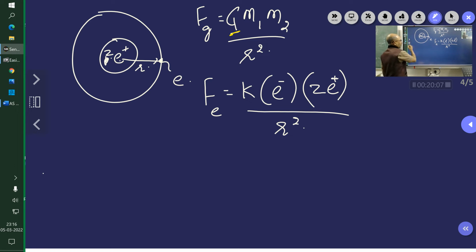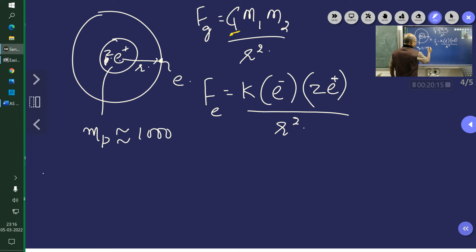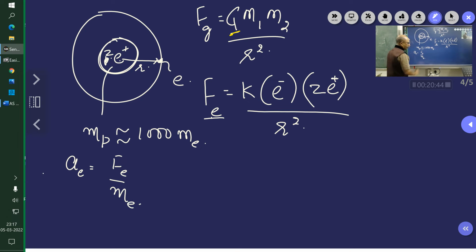And in this case now, from Rutherford experiment, the mass of the proton is approximately 1000 times the mass of the electron. So for all practical purposes, and that too when it is Ze, this will be very, very heavy compared to that of a lone electron. And so therefore, due to this force, the electron will experience an acceleration. So acceleration of the electron will simply be Fe by the mass of the electron.